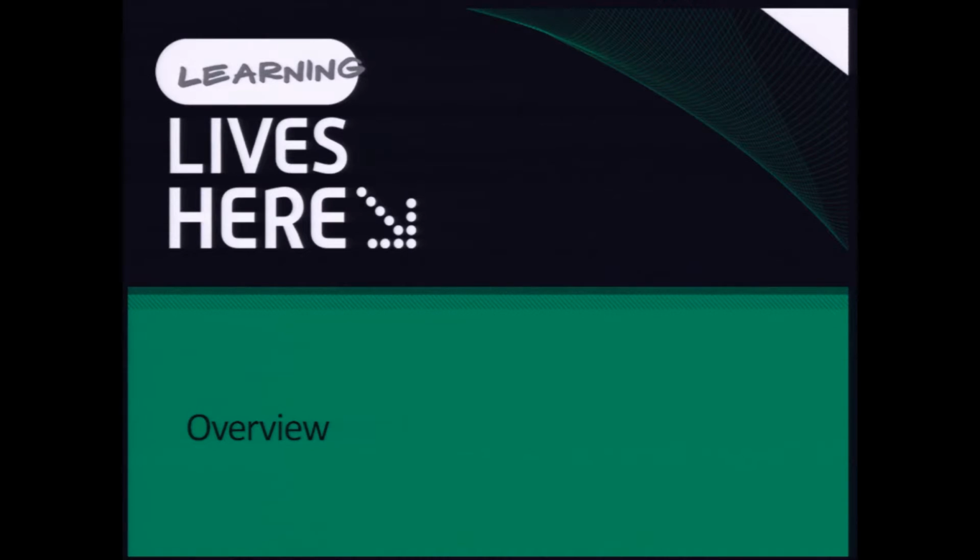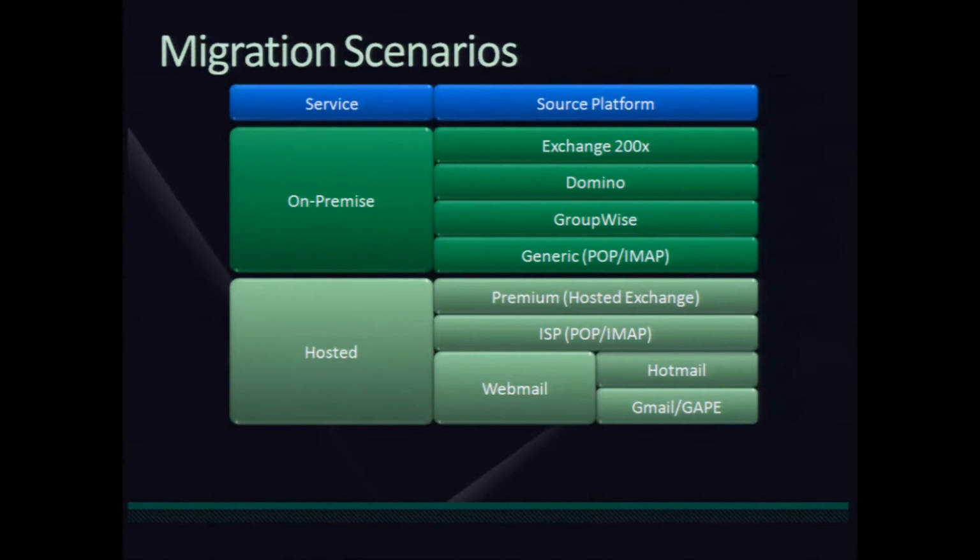All right. Well, when we look at migrations, there are two main sources: on-premise or hosted. And then on-premise, you have different sources: Exchange, Domino, GroupWise, or generic POP IMAP. Let's just assume everyone in here is here because you are moving to Microsoft Online. How many would be an on-premise migration? You're coming from an on-premise environment. Okay? How many would be hosted? Either like POP, some Gmail or something like that. Okay, a couple.